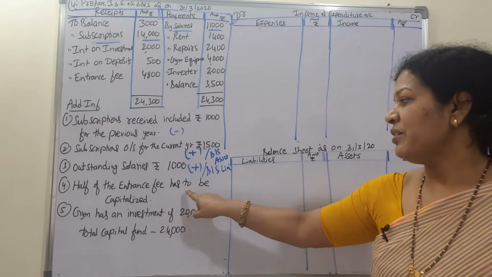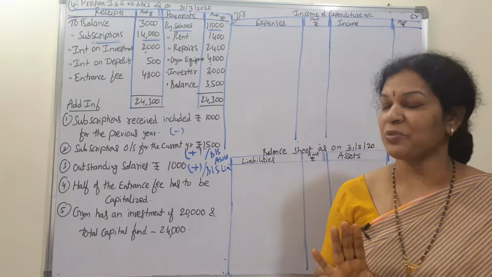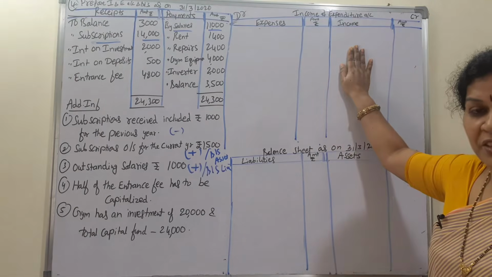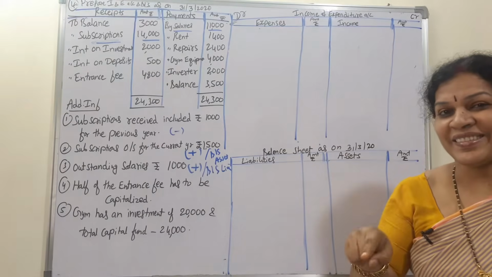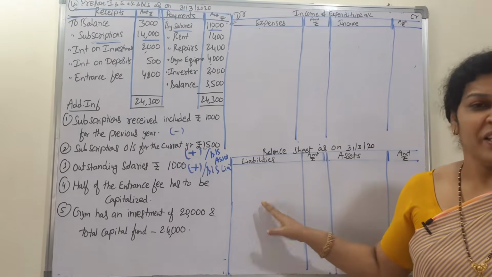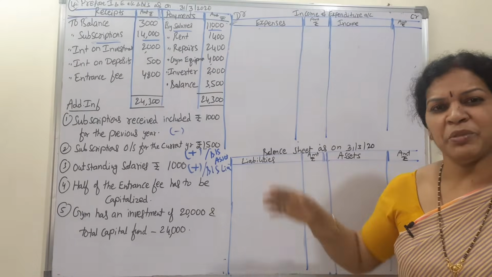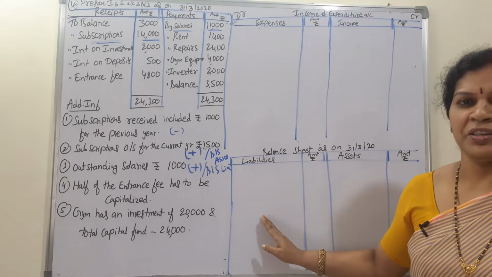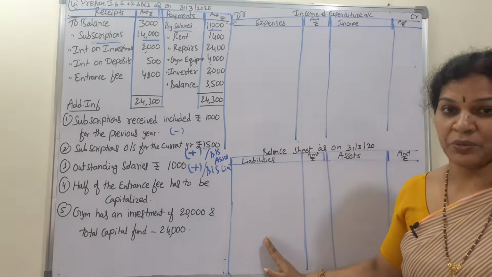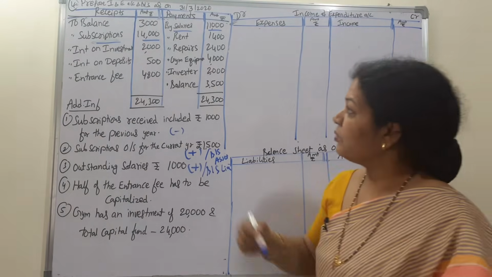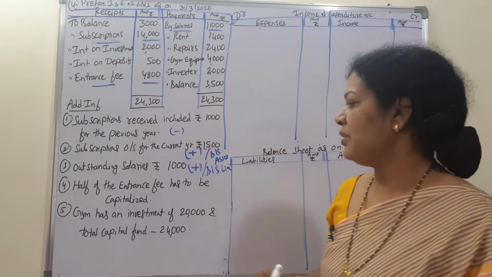Next, half of the entrance fee has to be capitalized. Half capitalized means half we will take here, the rest of the half balance sheet liability. Capitalized means balance sheet liability. Sometimes they may say the full amount to be capitalized, meaning the total entrance fee will go to the balance sheet if it is full. Now they are saying half, so half here we are going to take. Okay, and so we'll put a tick mark here. Entrance fee, there is an adjustment.